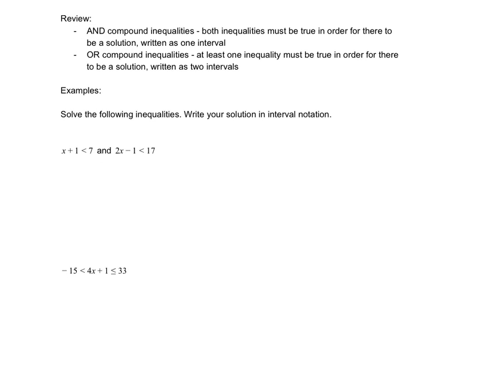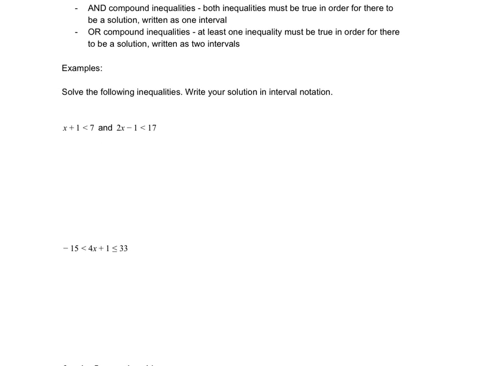Looking at our first example, we have x plus 1 is less than 7 and 2x minus 1 is less than 17. I'm going to solve both of these inequalities on their own and then write my solution. So x plus 1 less than 7. To solve for x, we're going to subtract 1 from both sides and we get x is less than 6. For our second inequality, 2x minus 1 is less than 17. First, we're going to add 1 to both sides, so we get 2x is less than 18. Then we're going to divide both sides by 2, and we get x is less than 9.